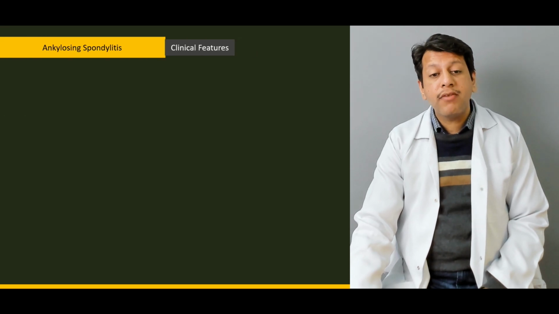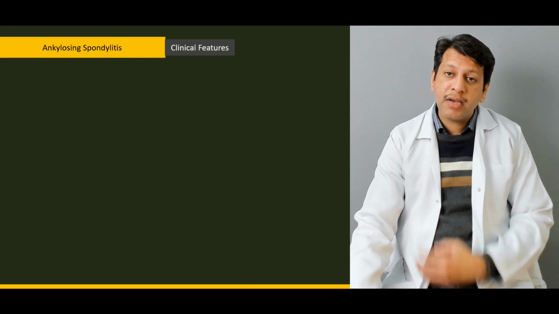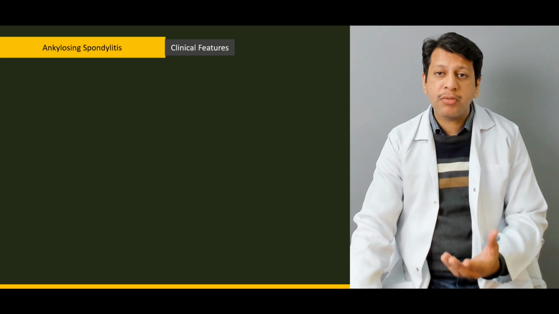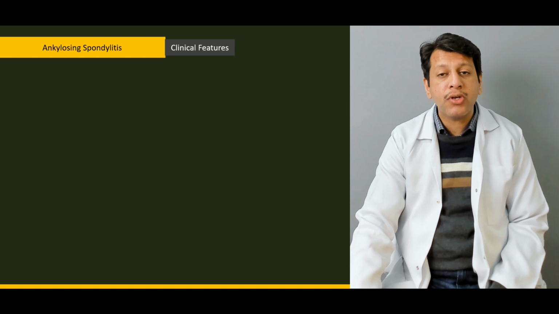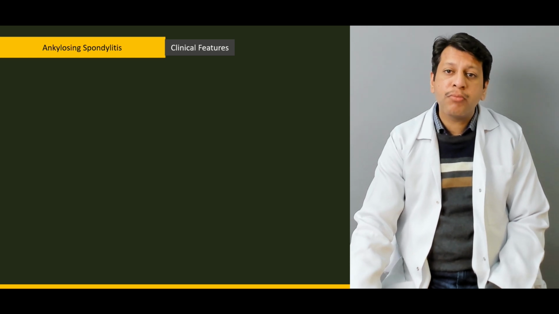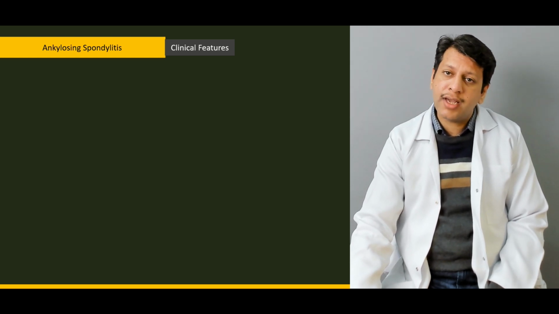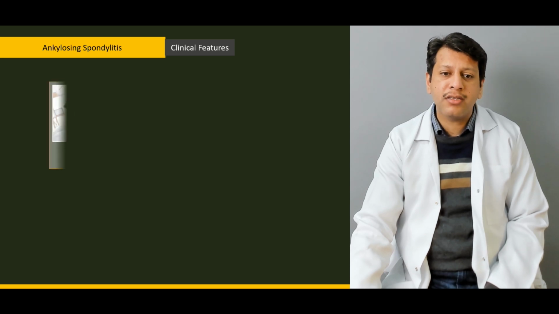Now coming to the clinical features, by this time you would have realized how a patient would present with ankylosing spondylitis. Usually it's a young patient, more commonly male, usually in the third decade, 25, 26, 28 years. This may present with neck pain and stiffness if it's involving the cervical spine, as it can involve the cervical as well as lumbar spine, but most commonly it involves the lumbar spine.